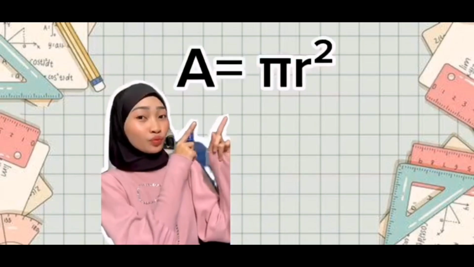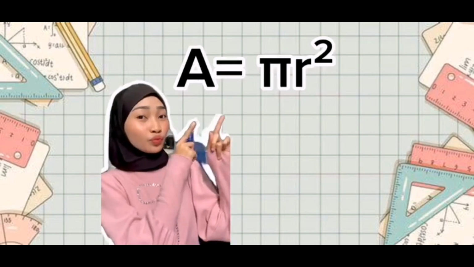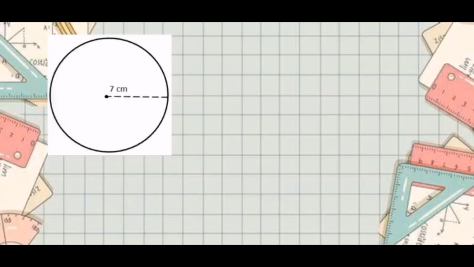Now I will give you some examples showing how to calculate the area of a circle using the formula. The first thing that we're going to do is write out the formula for the area of a circle. So the formula is area equals pi times radius squared. The radius of the circle shown is 7 centimeter. Now I'm going to plug in the radius, so area equals pi times the radius, which is 7 centimeter, squared.